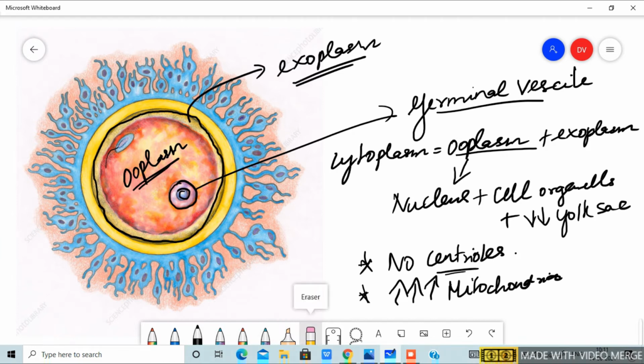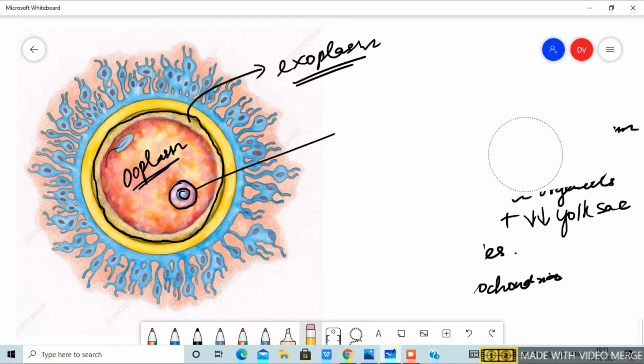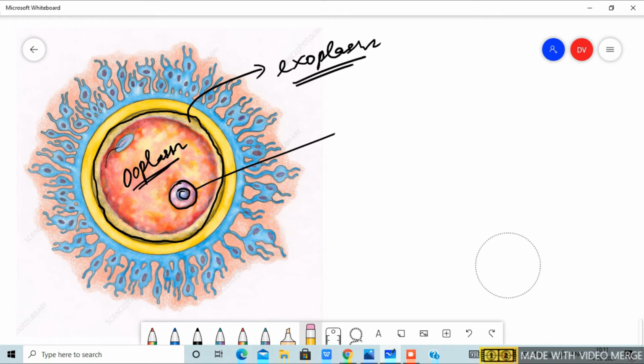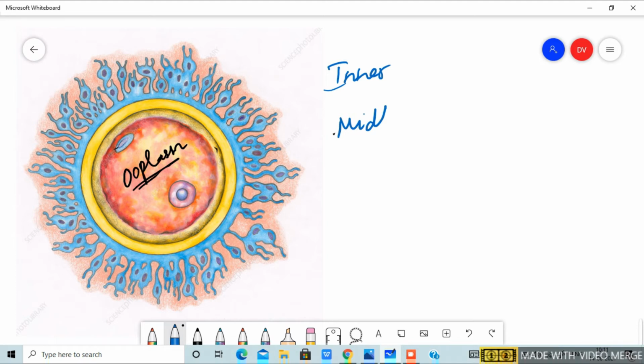Now let us talk about the layers. Okay guys, there are actually 3 layers present. What are the 3 layers now? An inner layer, a middle layer, and an outer layer. Inner, middle, and outer layer.